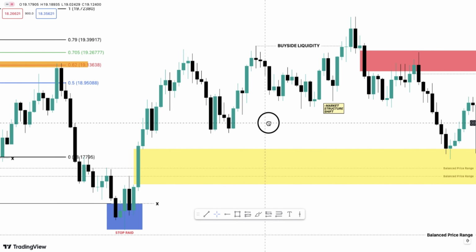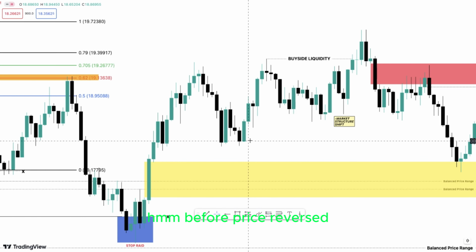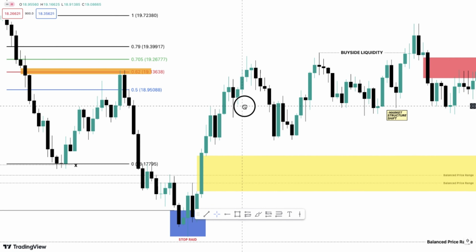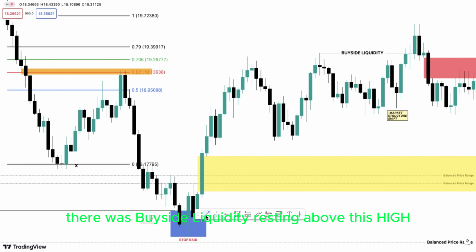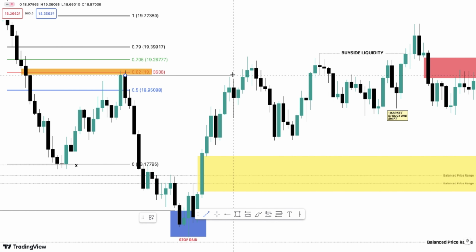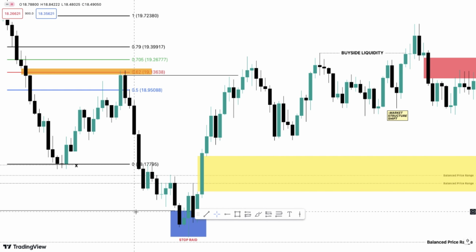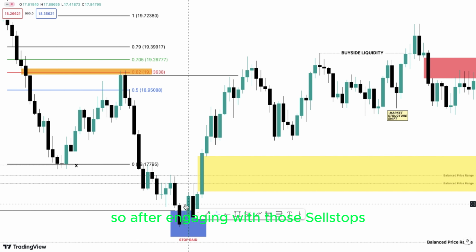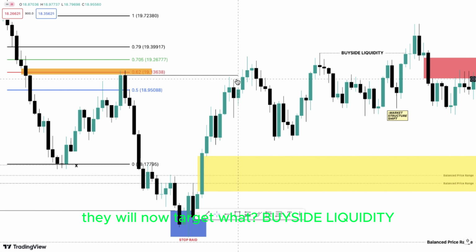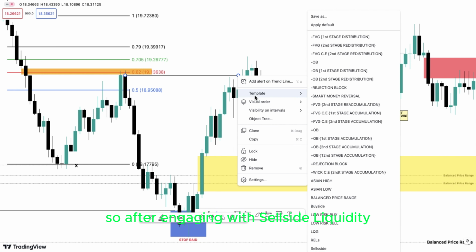Before price reversed, above this high there was buy side liquidity resting above. So when price was trading down targeting those sell stops, it left buy side liquidity. After engaging with those sell stops, they will now target what? Buy side liquidity. After engaging with sell side liquidity, they will target buy side. After engaging with buy side liquidity, they'll target sell side, or maybe more buy side. So it just keeps on doing that indefinitely.